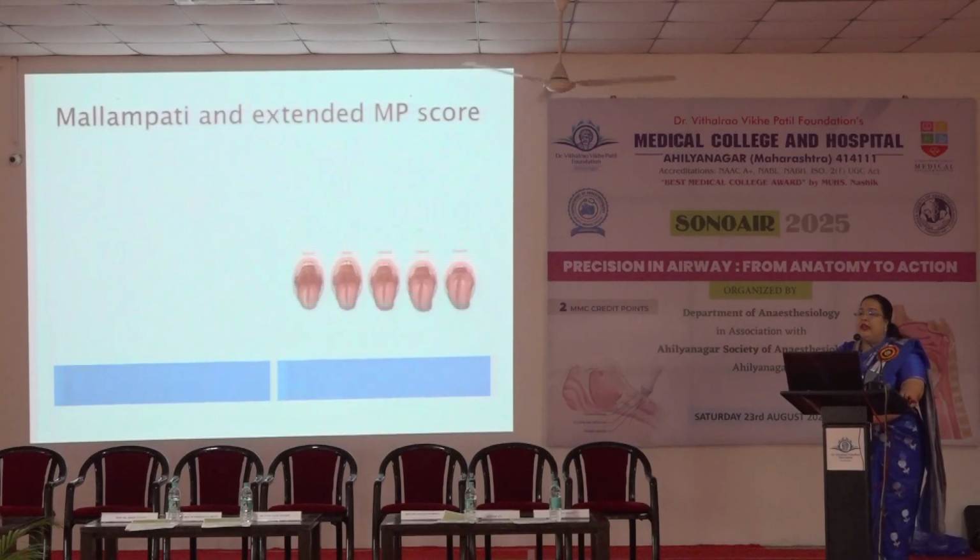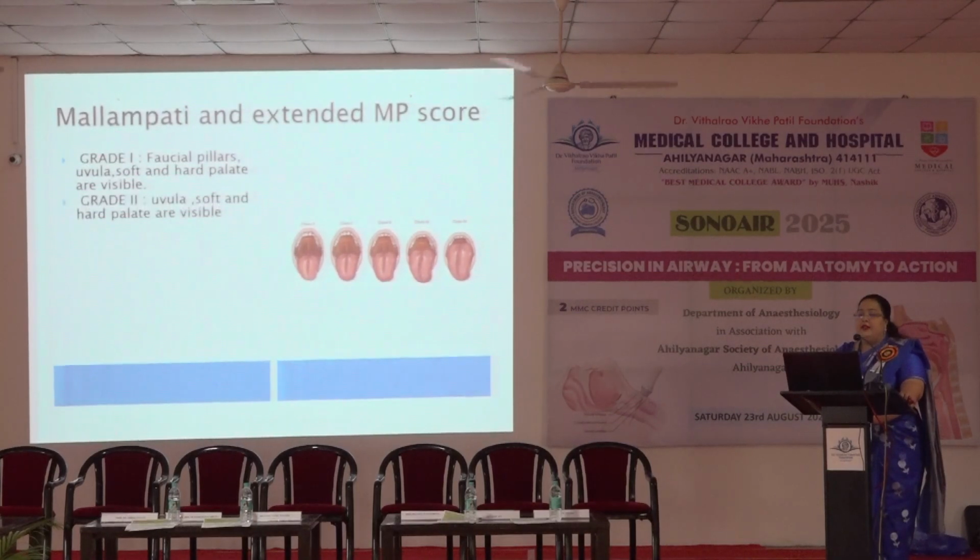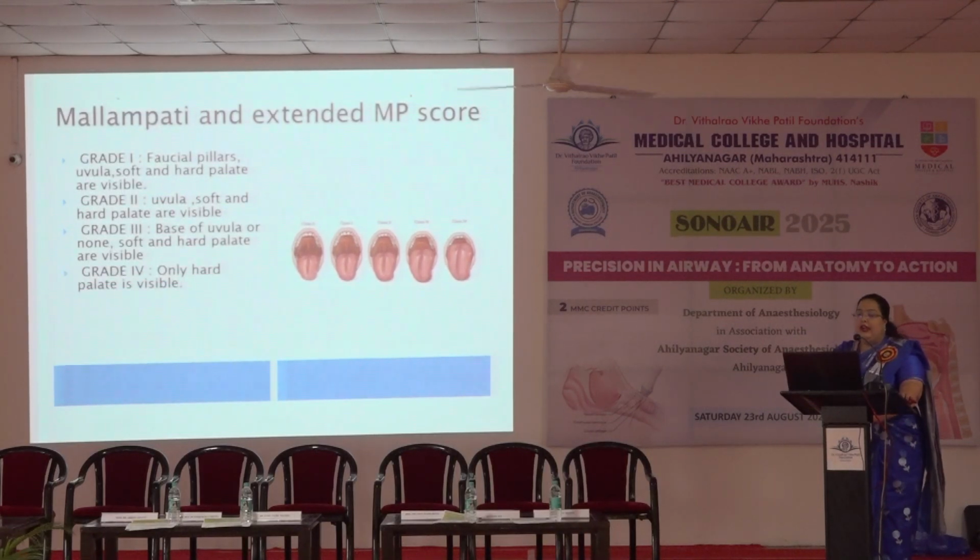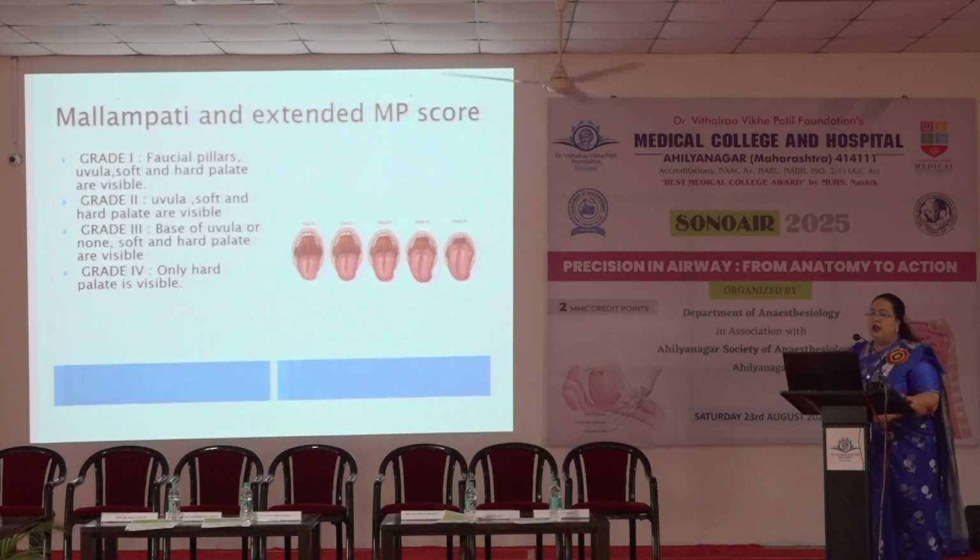So the Mallampati extended classification is: grade 1, where you can see all the faucial pillars, uvula, soft and hard palate. In grade 2, you cannot see the faucial pillars; uvula, soft palate and hard palate are visible. Grade 3, only the base of the uvula can be seen or may not be seen; soft and hard palate are visible. In grade 4, only the hard palate is visible.